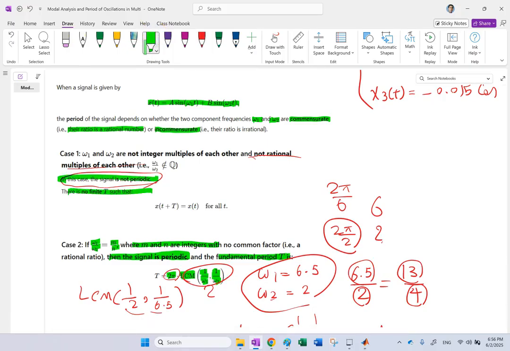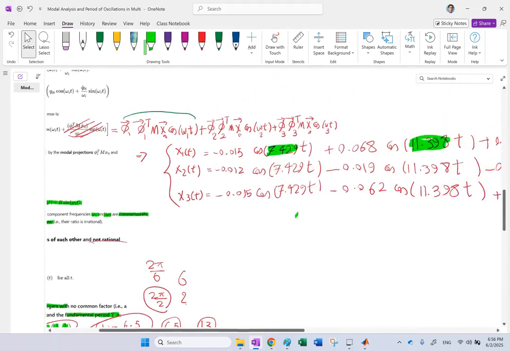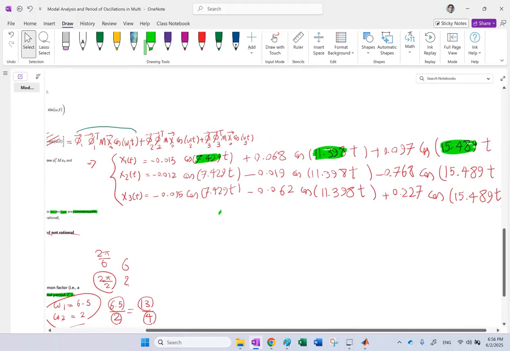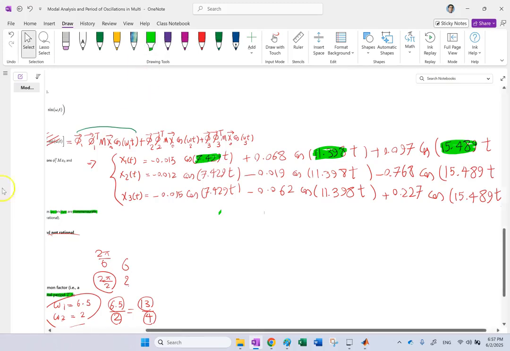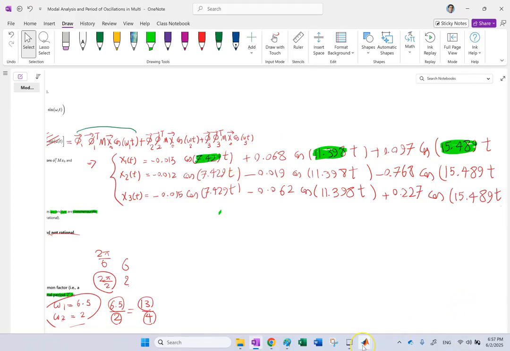Okay, it's not periodic. So what do we have in this case? Look at my numbers: 7.429, 11.398, and 15.489. Here you need three ratios really, right? Because we have three frequencies. So you need omega 2 over 1, 3 over 1, 3 over 2, and all of them should be commensurate. And in this case, they are not, okay? You cannot find two integers that fit all of these three ratios, and for that reason, this signal is aperiodic.